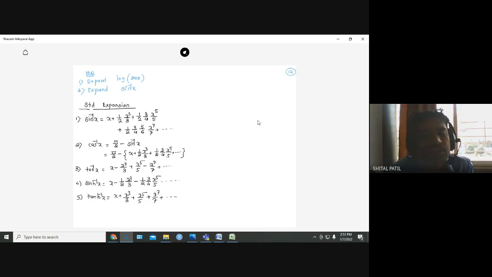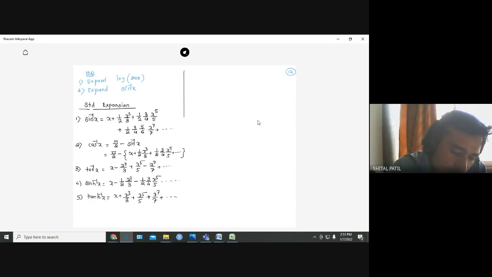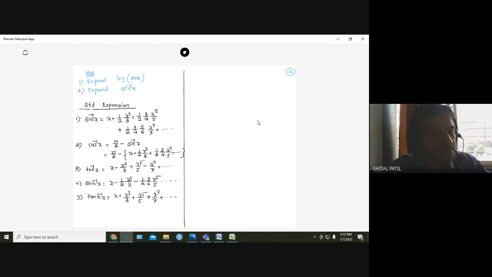So 13 and these 5 expansions, in all there are 18 standard expansions that you have to remember. By tomorrow you have to remember them. Tomorrow, whenever the next lecture starts, I'll ask you what the formulas are. Okay, so next method. Whatever formulas we studied here, you have to use them.